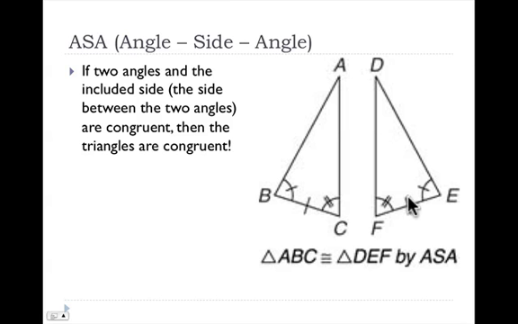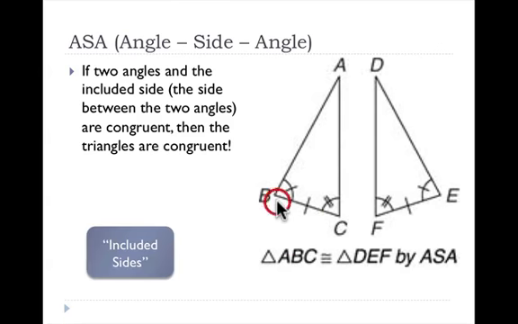Okay, angle B and angle E are congruent here. Angle C and F are congruent. And then you see that BC and EF are congruent, and the sides are in between the two angles. So angle, side, angle. These are the included sides. And the congruent statement says triangle ABC is congruent to triangle DEF by the ASA theorem.